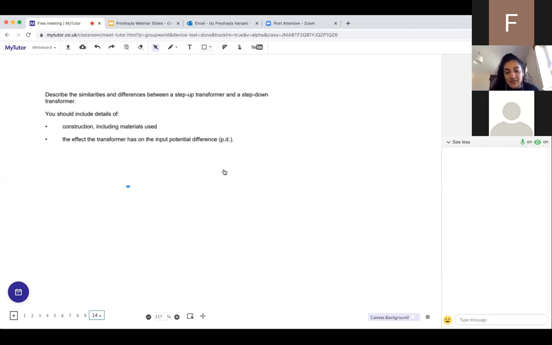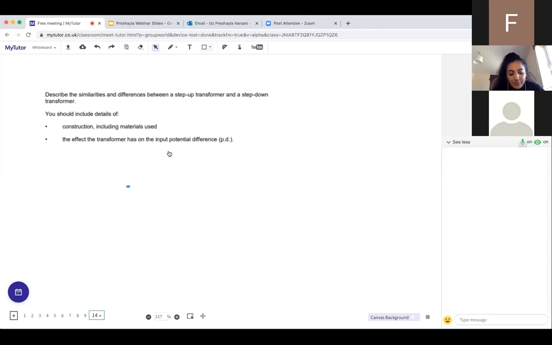Some similarities would be that they both have an iron core, no matter whether they're a step-up or a step-down. The coils are still made from the same material. The effect the transformer has on the input potential difference is obviously different. It will either increase it, step up, or decrease it, step down. Those are the main points I would get into your answer. The core is made of magnetic material, so be specific and say that it's iron, because the question says including the materials used. They both have a primary and a secondary coil, but just the number of turns is different.